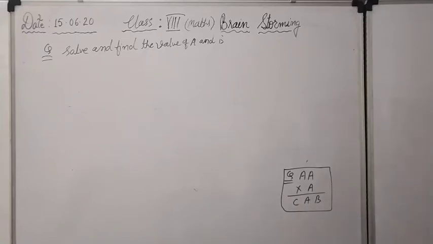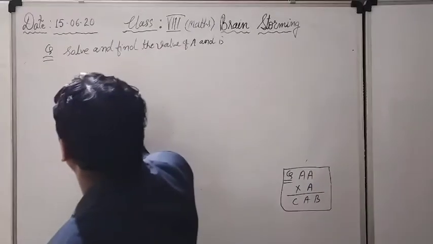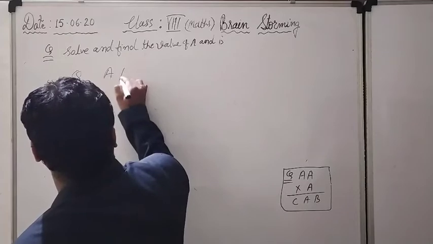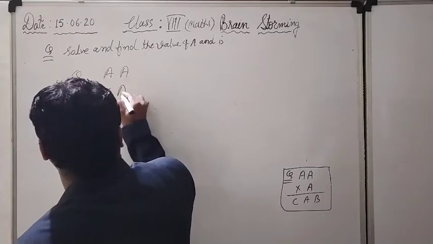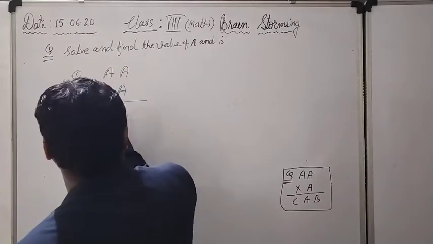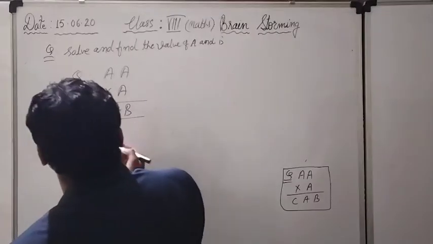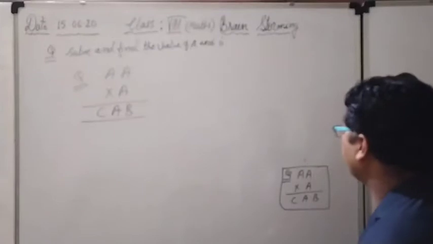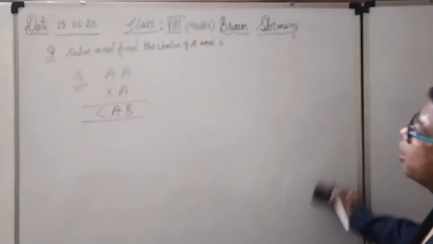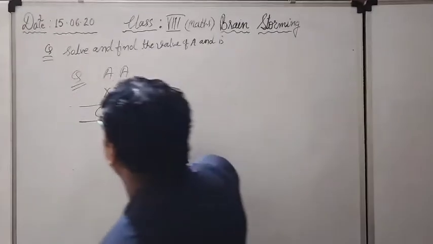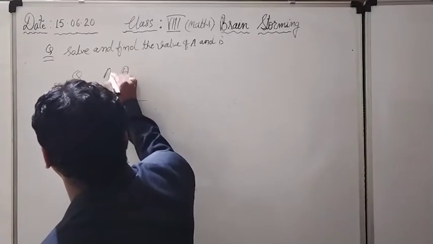Look here, whatever the next question I have written here for my information. Look here, AA multiplied by A again, and it is giving me CAB. Such kinds of questions look easy but are very tricky and difficult. Look here again, there is no hint. Right now see, no hints are given to you.